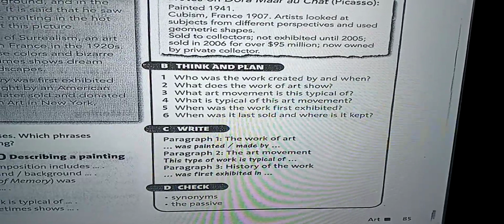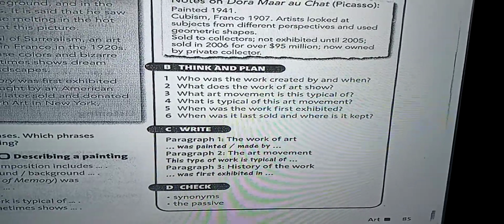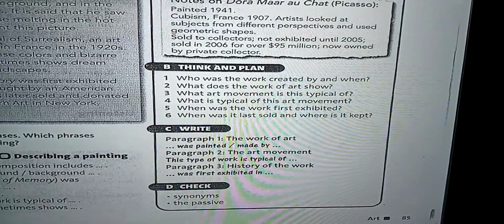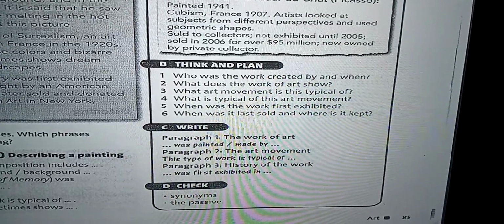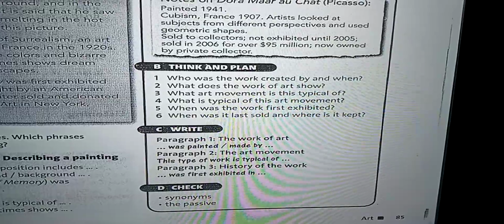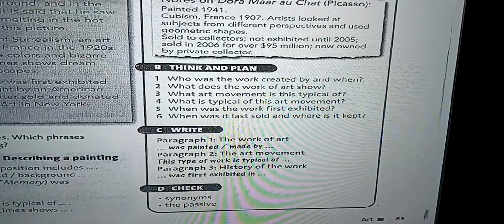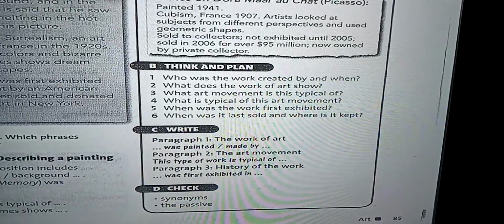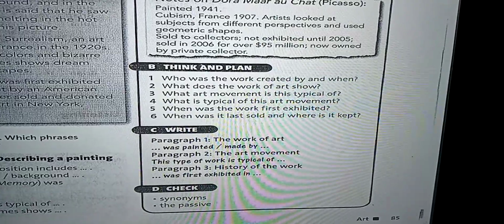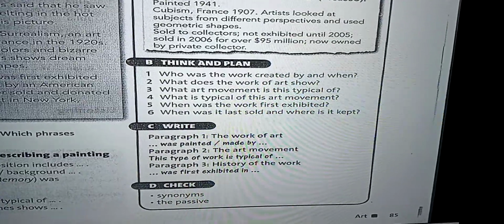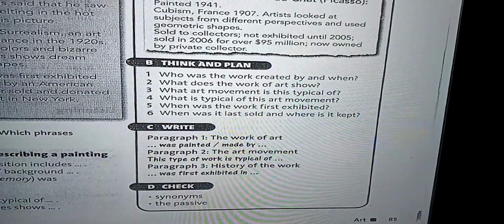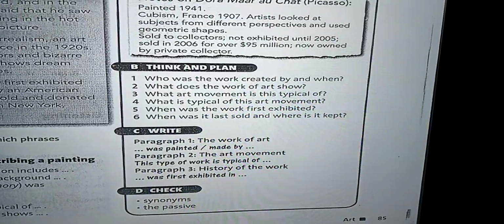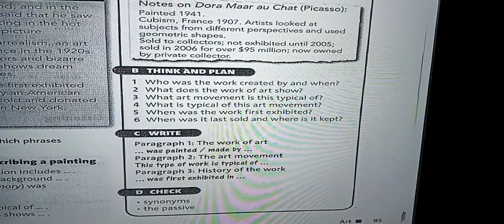And number 4 is: What is typical of this art movement? Number 5: When was the work first exhibited? Number 6: When was it last sold and where is it kept? This is the think and plan.